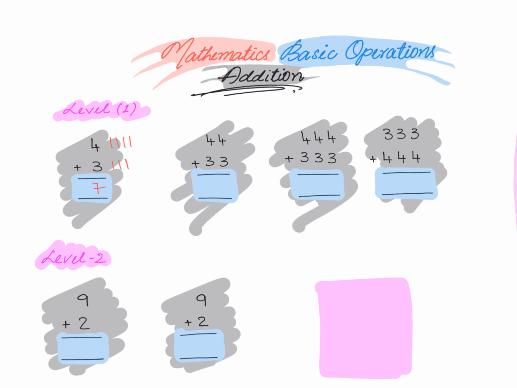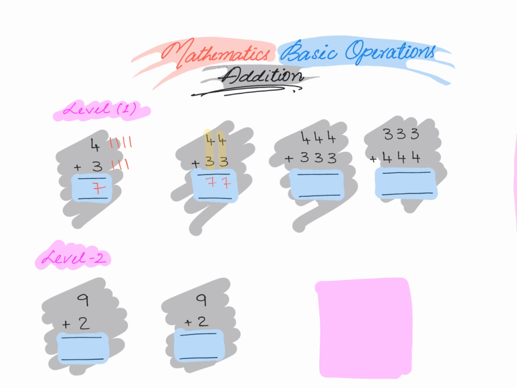Always remember, while adding numbers with multiple digits, we need to start adding from the rightmost column. So first we will solve this column: 4 plus 3 gives 7. Next we will solve the other column, 4 plus 3, the second column from the last. So again it is 7. So the answer is 77.